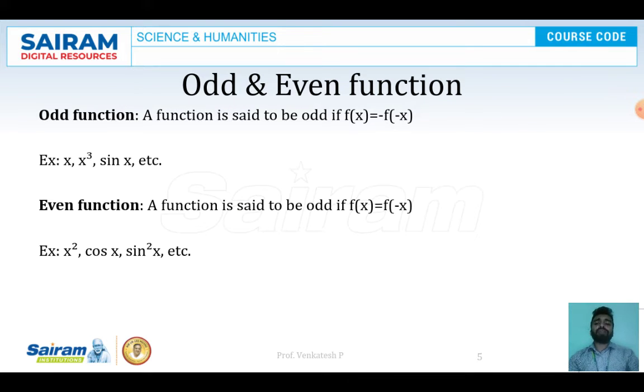Now we shall discuss what an odd function and an even function are. A function f of x is said to be odd with the following condition: f of minus x is equal to minus f of x. Examples are x, x cube and sin x, which are treated as odd functions. Similarly, a function f of x is said to be even if f of minus x is equal to plus f of x. Then we call that kind of function an even function. For example, x square, cos x, sin square x, etc. are treated as even functions.